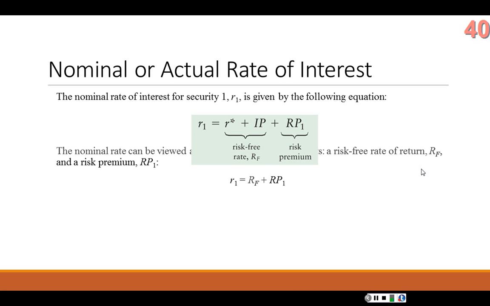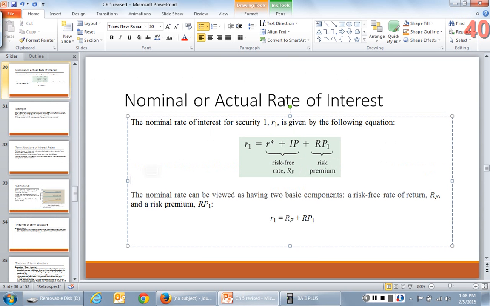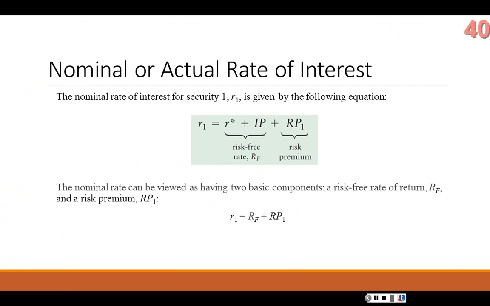So the nominal rate is equal to this real rate of interest plus an inflation premium plus a risk premium. Let me fix this. So we don't know the real rate of interest, but we can approximate the real rate plus the inflation premium by the risk-free rate of return.